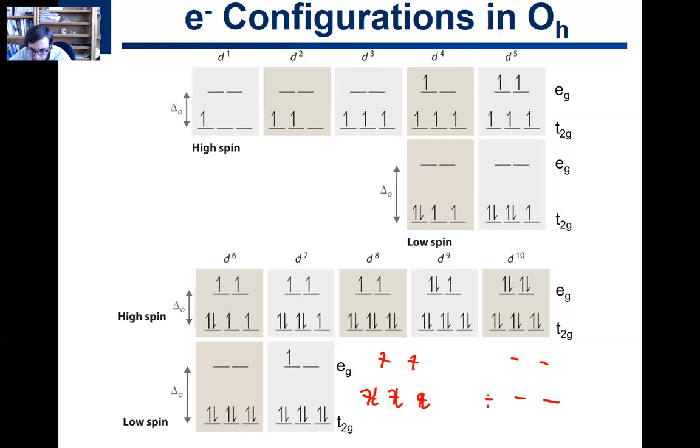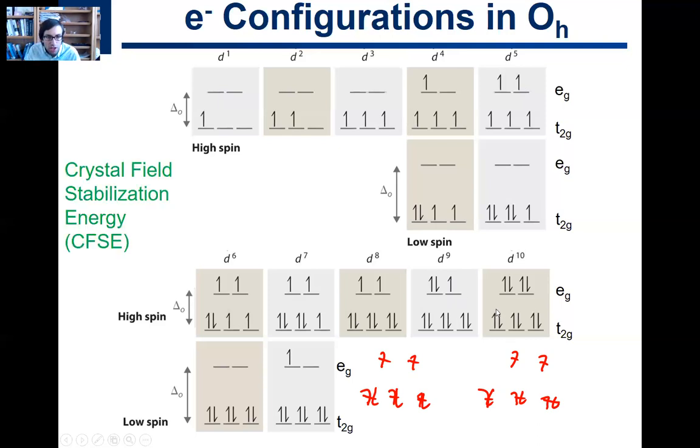Let's do low spin now. 1, 2, 3. Low spin means pairing up. 6, I'm at 6, and now I'm forced to put them in the high state. So, either way, once you get to D8, you can't have low spin, high spin. D9 and D10, same thing.